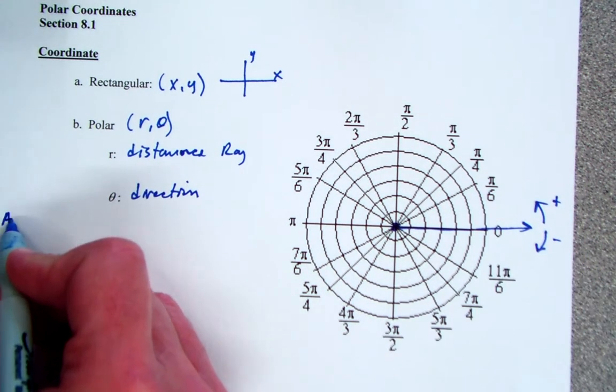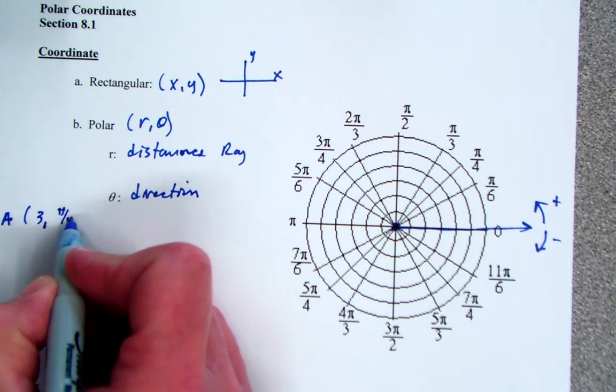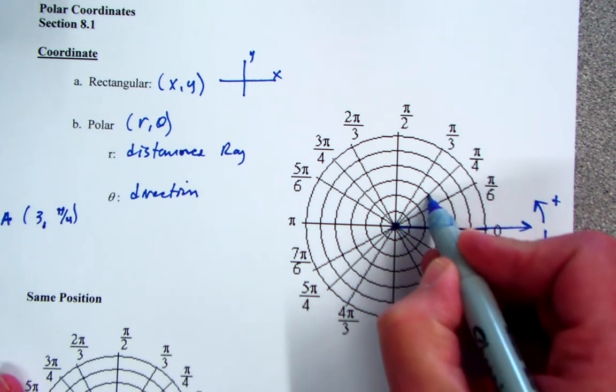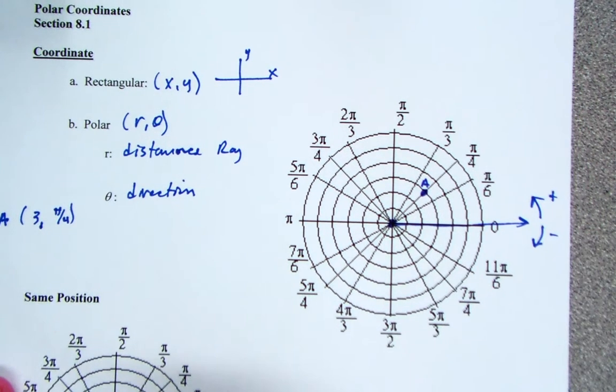So we're going to plot some points here. Let's plot A, and let's make it 3 and pi over 4. So 3 is the r, so I'm going to go out 3 circles on pi over 4. I'll label it A.